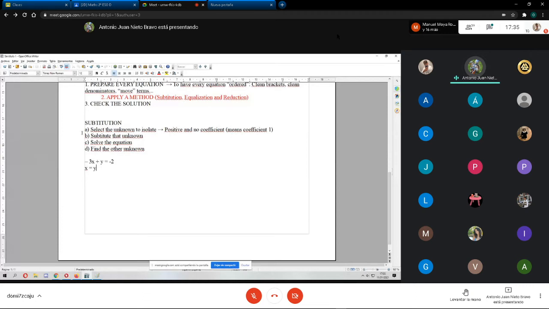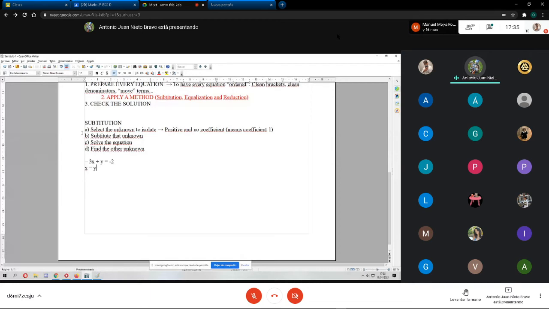So what have we said? We have said, first of all, to solve a system, we have to prepare every equation. Once they are prepared, we have to apply a method. In this case, we are just seeing substitution. To do substitution, we first of all select the unknown to isolate. Then we substitute that unknown. Then we solve the equation, and then we find the other unknown. When we know the two unknowns, we have solved the system. What do we have to do? We have applied a method, so now we have to check the solution.